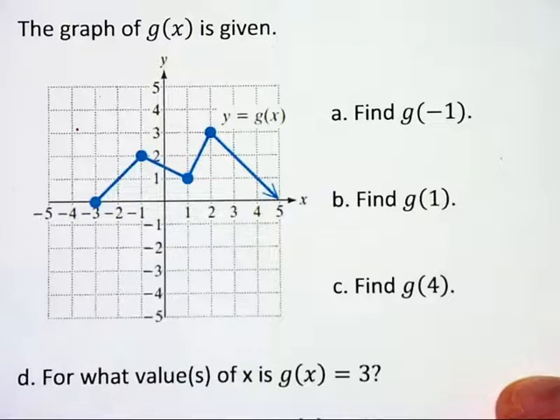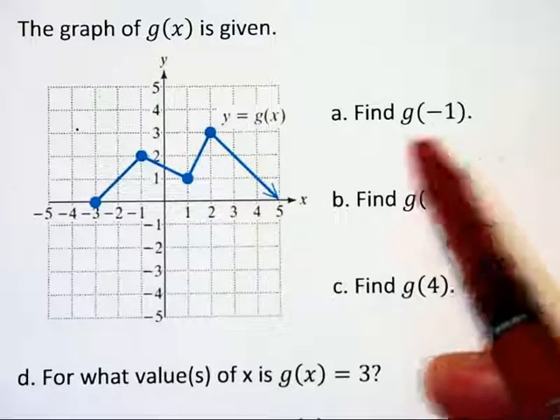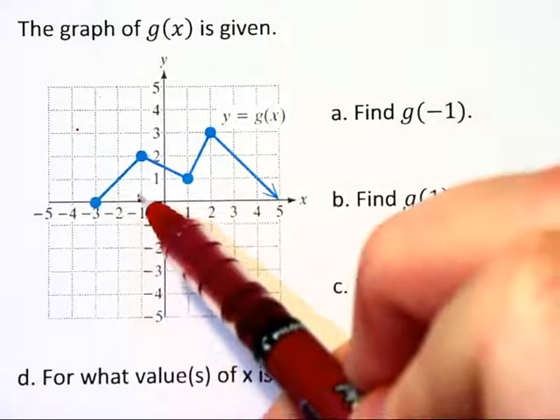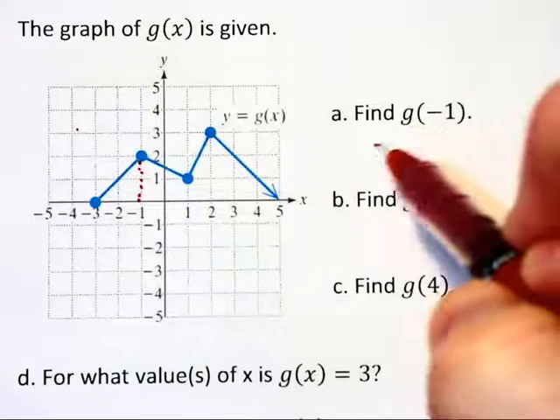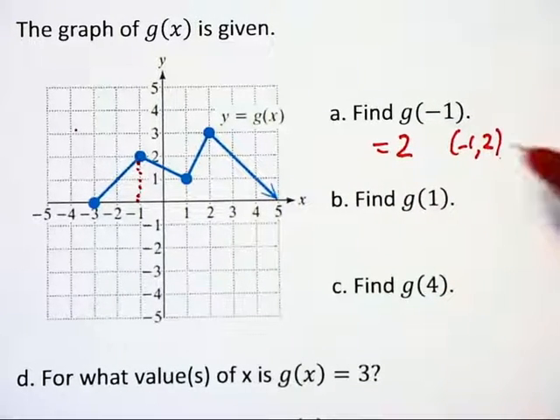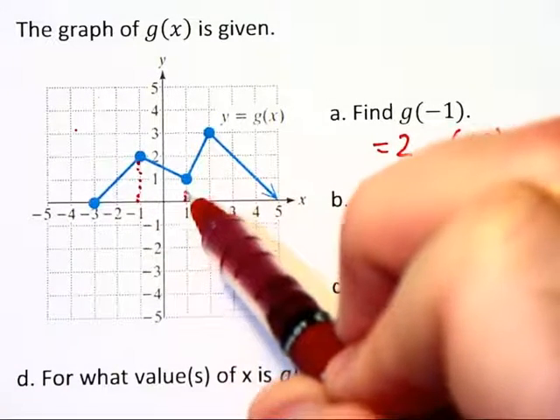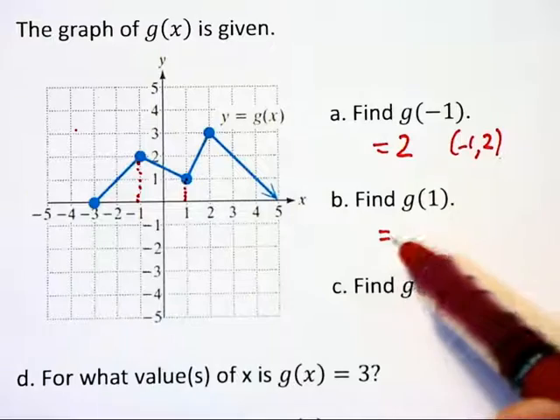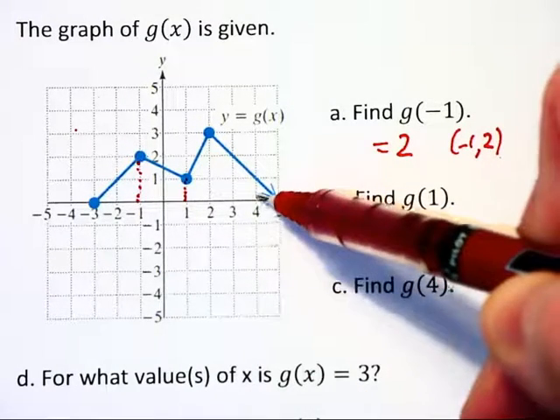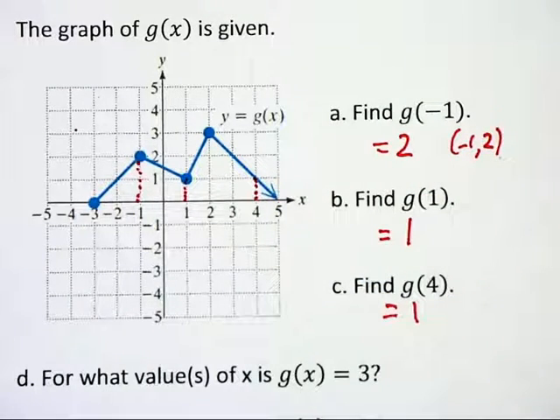Let's take a look at another graph of g of x. Find g of negative 1. In other words, what's the y value when x is negative 1? If we go to negative 1 up to the graph, it looks like the y value is 2 because the point negative 1, 2 is on the graph. G of 1. Well, we see that 1, 1 is on the graph, so the y value is 1. When x is 4, again, the y value is 1.